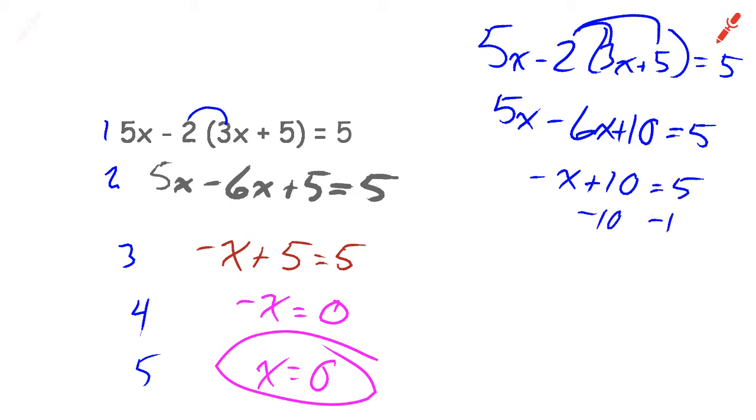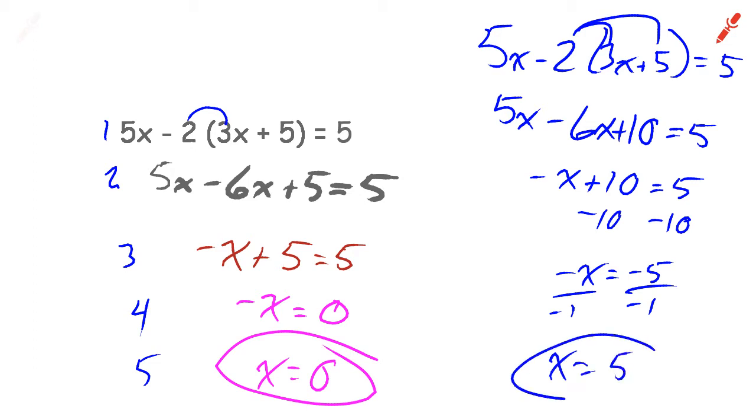Subtract 10 from both sides. Negative x equals negative 5. Divide by negative 1. X equals 5. So my solution originally was x equals 0 because I made a mistake, and my mistake was this 5 should have been a 10. One small mistake. It was pure arithmetic. I multiplied 2 times 5, decided to write 5 down instead of 10, and because of that mistake, I got the entire problem wrong. It's fairly easy once you see what the mistake is to go through and fix it and then finish off the problem.